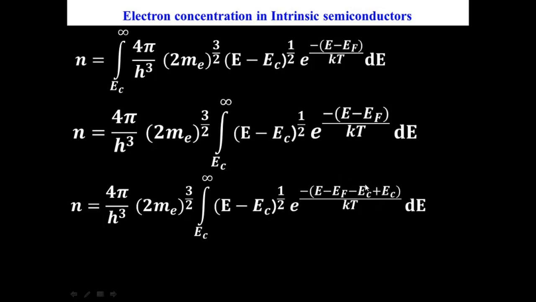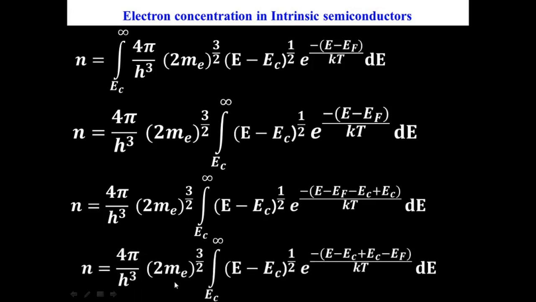Now we will bring this Ec nearby E and this EF to the end, so we will rearrange the terms in the power of the exponential. We get 4π(2m_e)^(3/2) by h cubed as it is, integral from Ec to infinity, (E minus Ec) to the power half, e to the power: I have brought this Ec nearby E, so E minus Ec, since here is E minus Ec, so I want E minus Ec here, so that's why I have brought Ec here, E minus Ec plus Ec, minus EF. I brought this EF here at the last, so Ec minus EF.